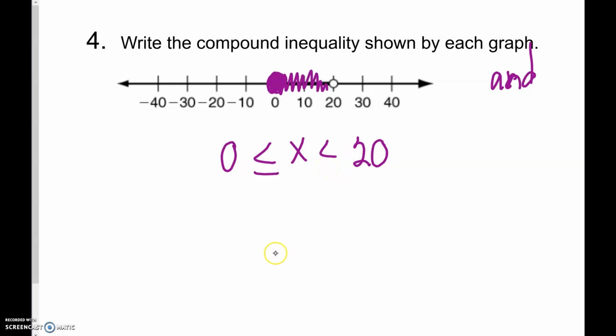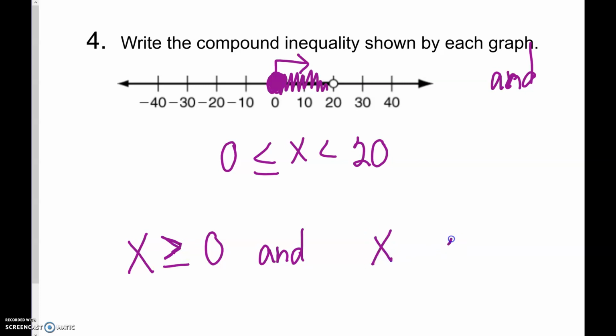Now, if you wanted to, you could write it with the word and between here. So remember, I like to write my letter first. And if you look at this, and I have my 0, I'm talking about any number bigger than or equal to 0. Okay, and if we look at the 20, so we have the x and then the 20, always make sure you write that letter first so we get this right. So from the 20, the numbers are getting smaller, smaller, smaller, and so we're going to put less than in there. So either way is acceptable.